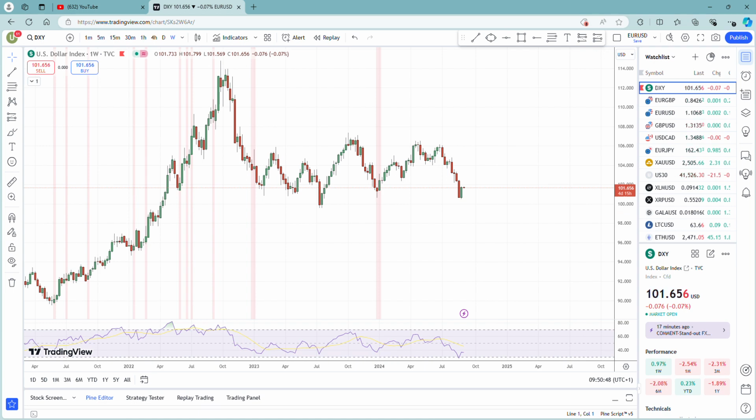Let's get started by marking the charts. First of all, if you're trading the USD pairs, remember I always start on the DXY, it gives you a better indication where price is going for the USD pairs.